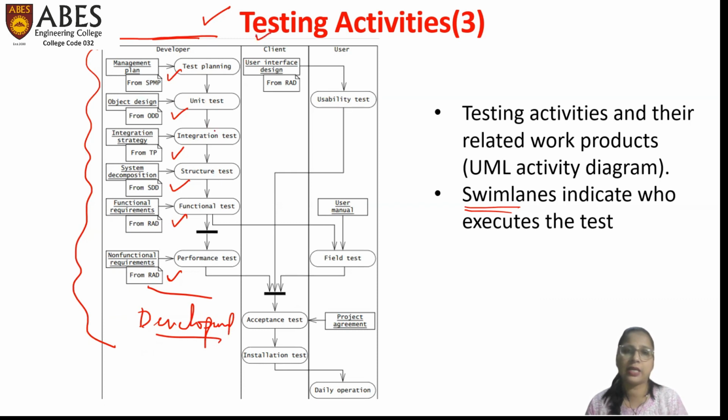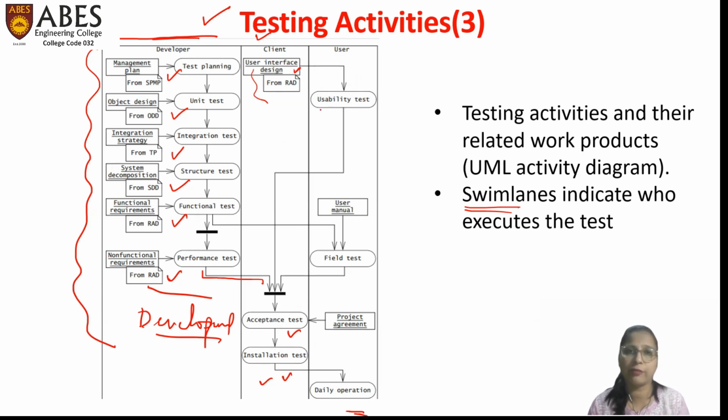The next lane is when all these parts are done. After that, this moves to the next lane, where the client checks it, performs acceptance testing, and then the installation test, as per the user interface design, the RAD document, and other requirement documents or agreement, right? When this goes successfully, that means it is a pass, and then it goes further to daily operation, right? Here also, when the user interface design is fulfilled, another thing is performed by the end user, who is ultimately going to use the software.